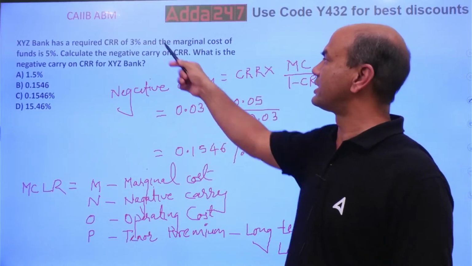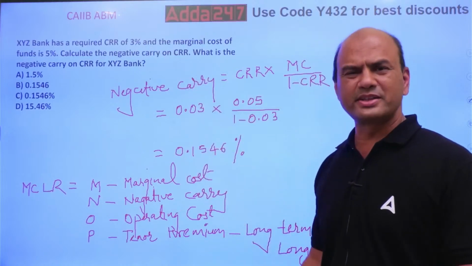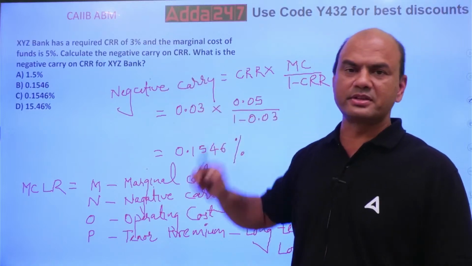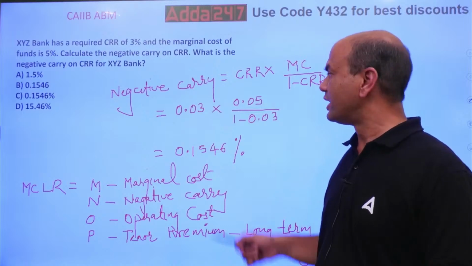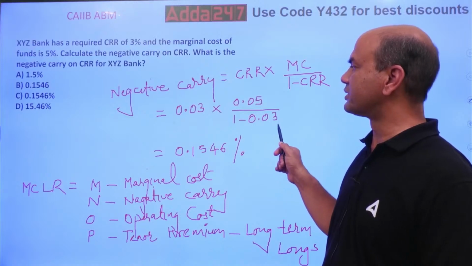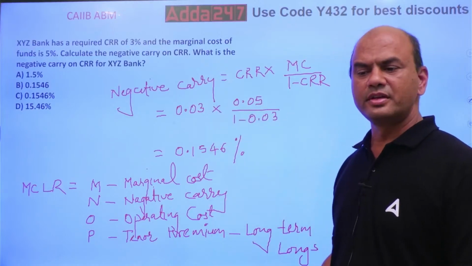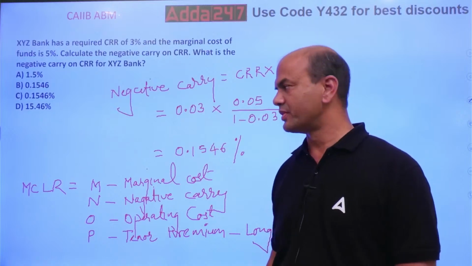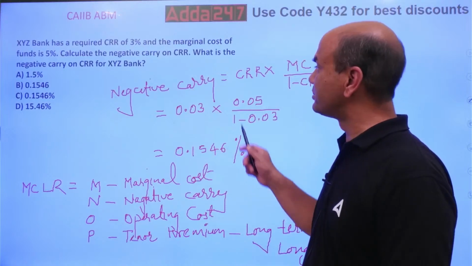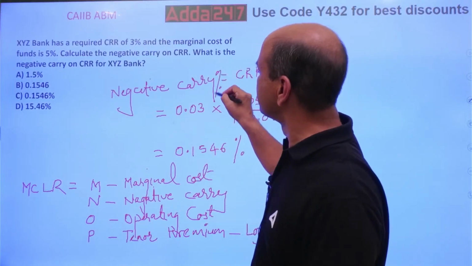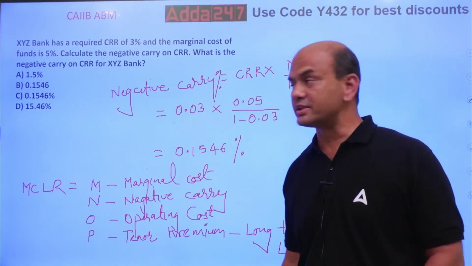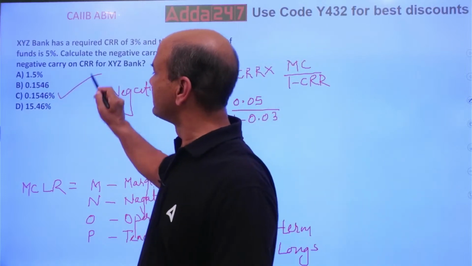So what is CRR given? 3%, 0.03. Percent means divided by 100. 0.03 into marginal cost. What is given? 5%, so 0.05, divided by 1 minus 0.03. So solve this, try this, everyone. You must get this answer as 0.1546. And this is in percentage, negative carry percentage. So the answer is C.